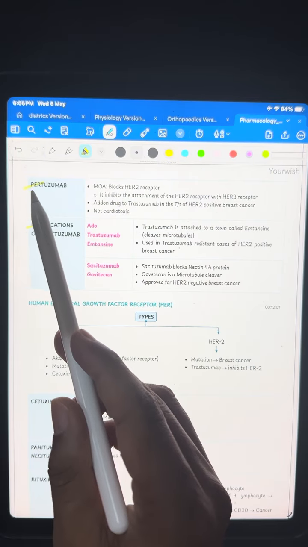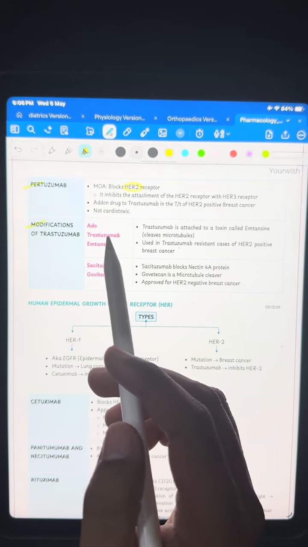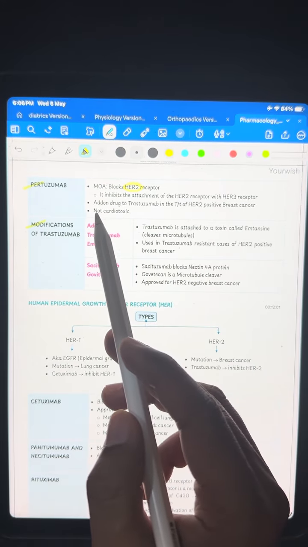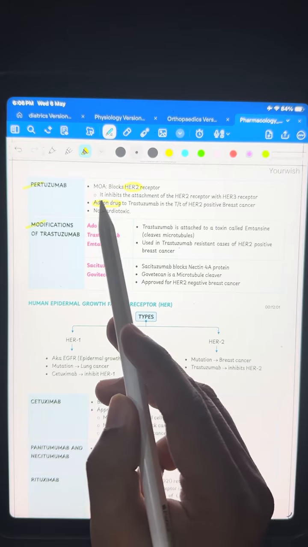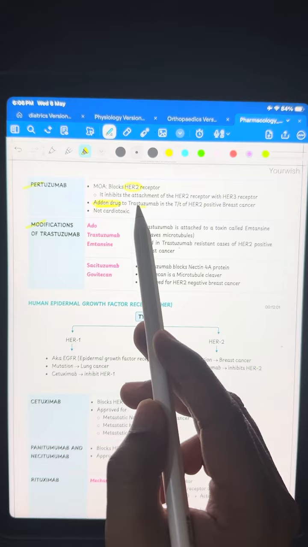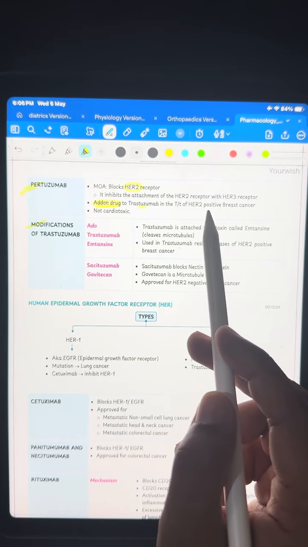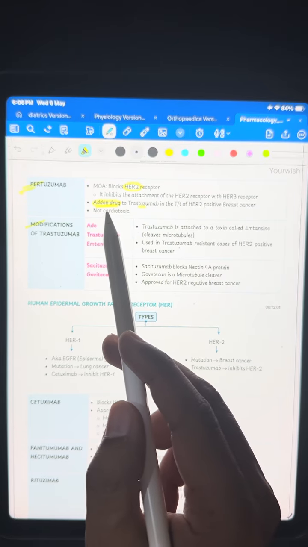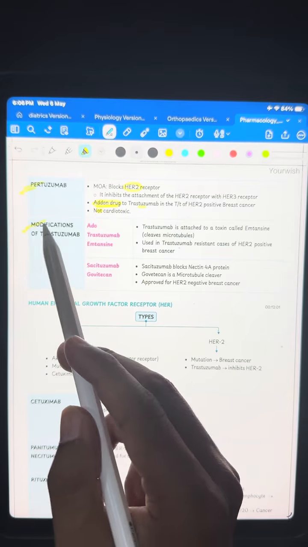Now it's about pertuzumab. It also blocks the HER2 receptor. It is an add-on drug. Add-on drug means along with trastuzumab, this pertuzumab will also be given in the treatment of HER2 positive breast cancer. But the benefit is that it is not cardiotoxic.